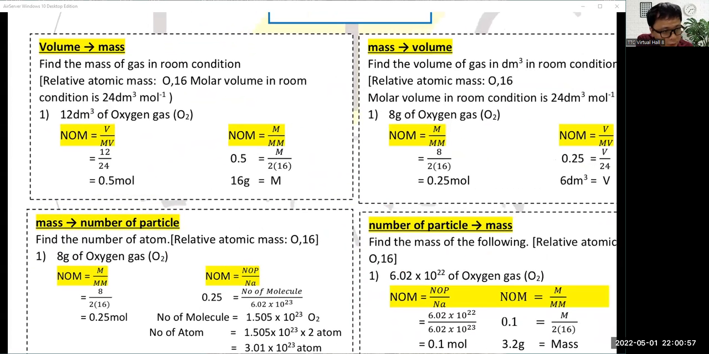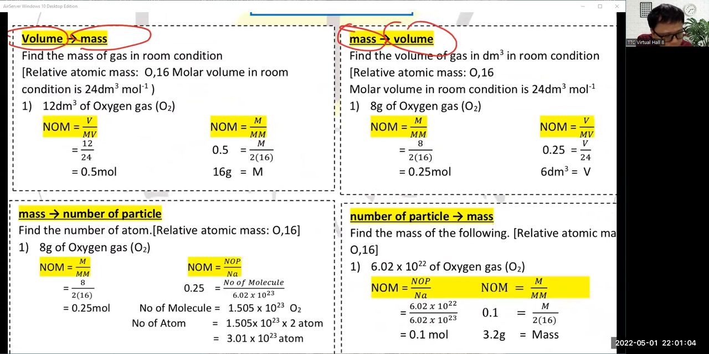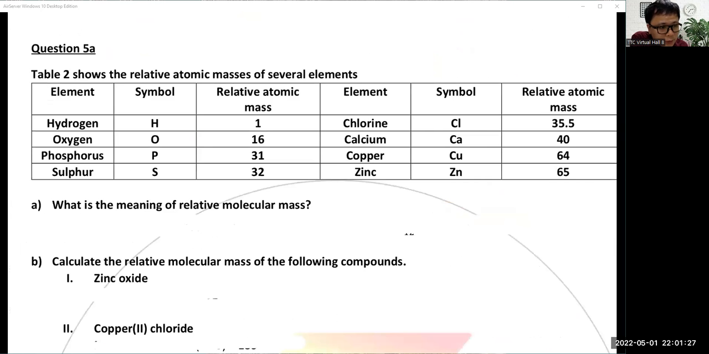Whenever we want to change volume to mass or mass to volume, we always convert to moles. For example, if they give you 12 dm cube, you convert to moles, then after that, use the mole to convert to gram. If they give you gram, you use the number of moles equals mass over molar mass to convert to moles, then use the mole to convert to dm cube. So these are roughly the ideas. Now we try the questions here.